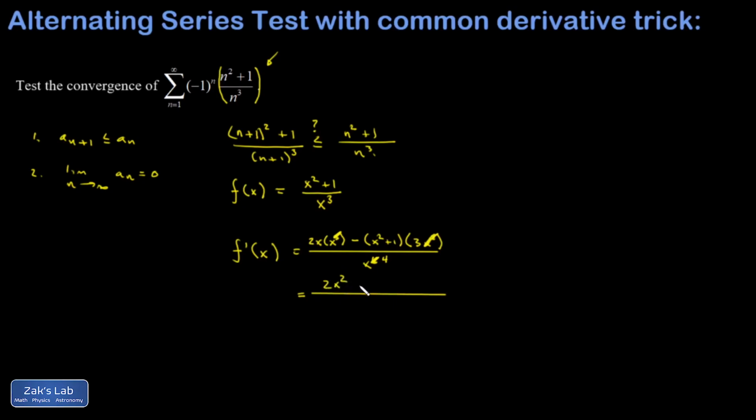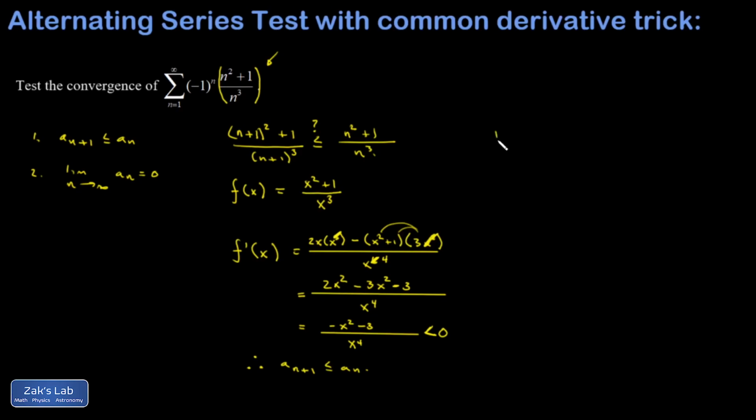And that gives me 2x squared minus, if I distribute this 3, minus 3x squared minus 3 over x to the 4th. And that's just negative x squared minus 3 over x to the 4th. Well, negative x squared is negative, and I subtract 3 from it, I get something that's negative, and x to the 4th, that's positive. So this thing is negative. So our first problem is solved. We know the next term is always smaller than the last term.